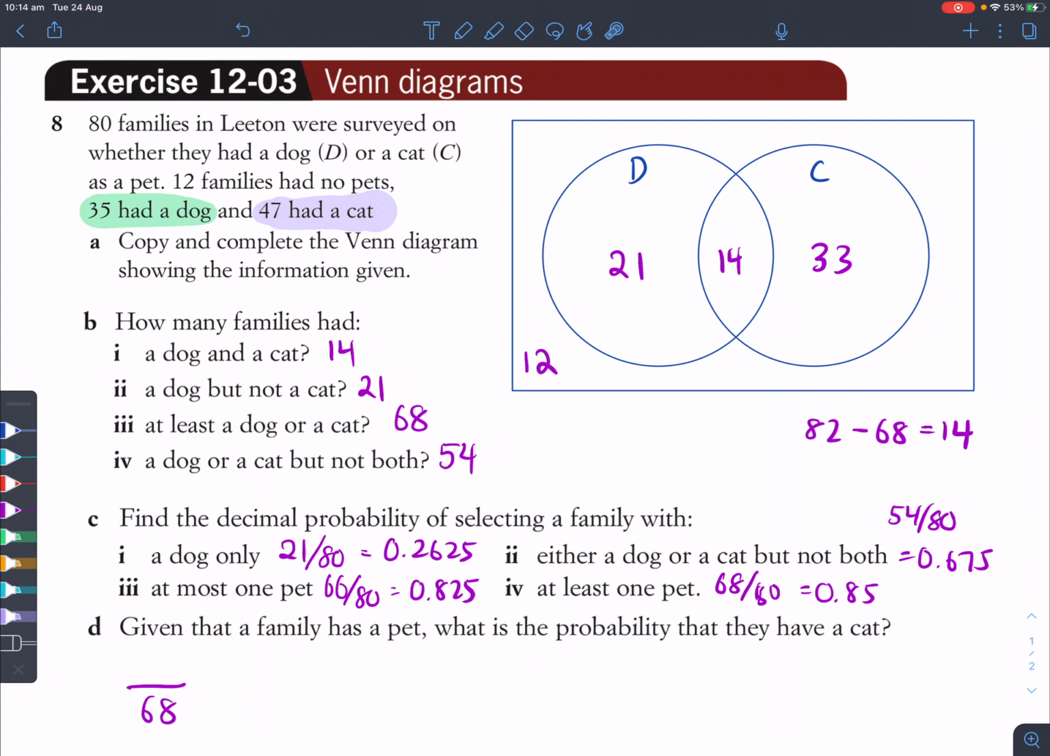And how many of those have a cat? Now it doesn't say only have a cat, it says have a cat, which means that it doesn't matter if they have a dog or not. So let's include the people who have dogs as well. So we have 14 plus 33, which is going to become 47. So the answer is going to be 47 out of 68. And this time we're not finding a decimal probability, it is just the probability. Okay, I hope that helps you with question 8. We're now going to look at question 9.